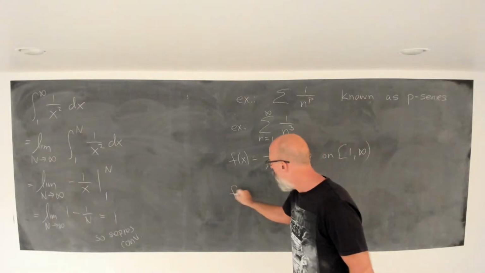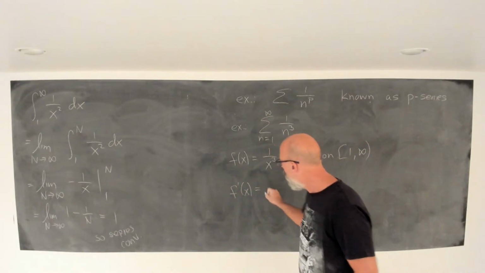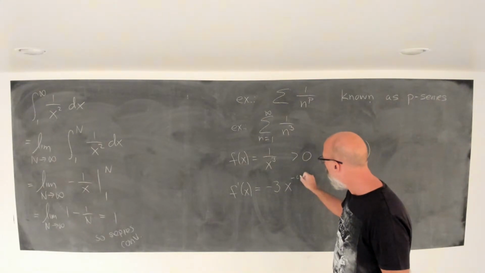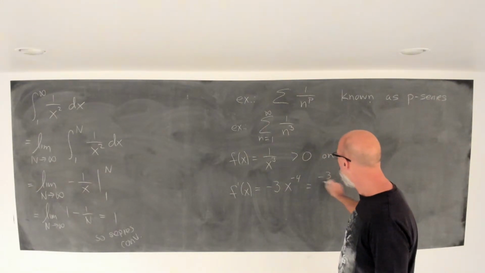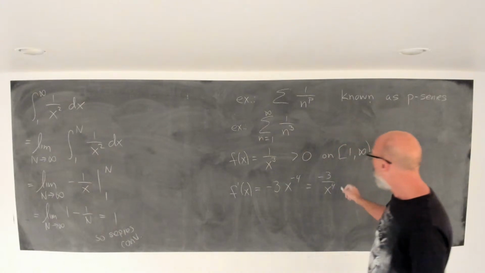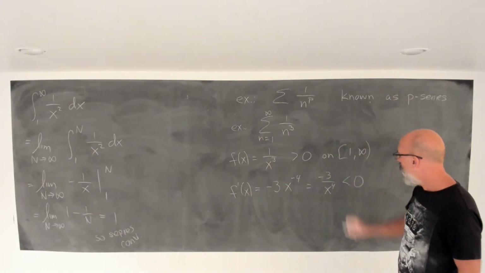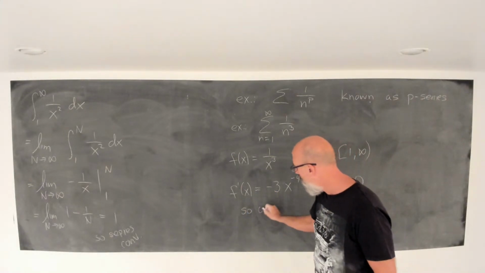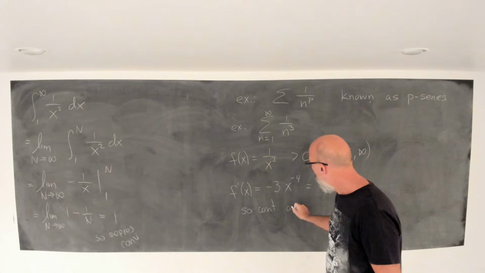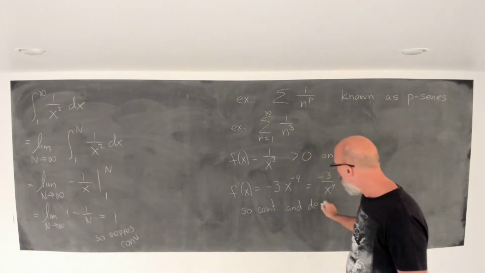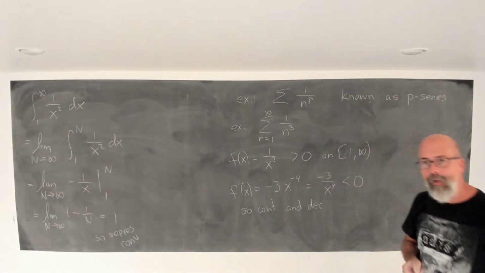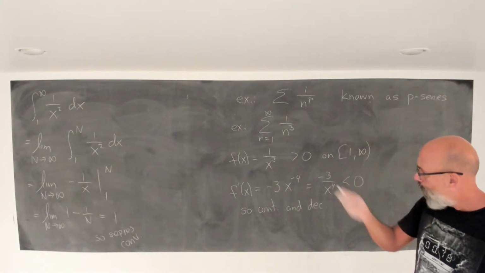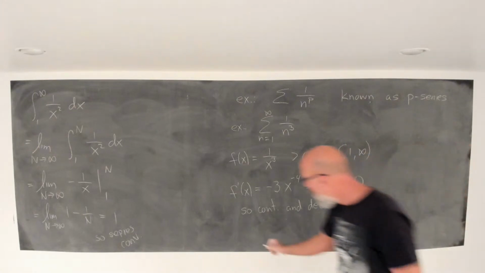And what is the derivative? The derivative is negative 3x to the negative 4, which is negative. So it's differentiable, so it's continuous. And decreasing since the derivative is less than 0. So we can apply the integral test.